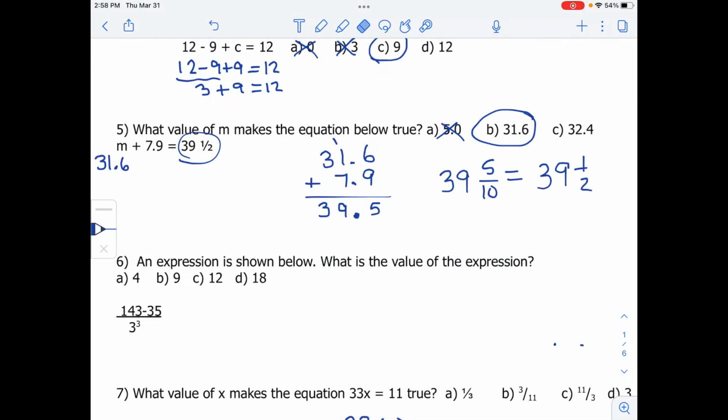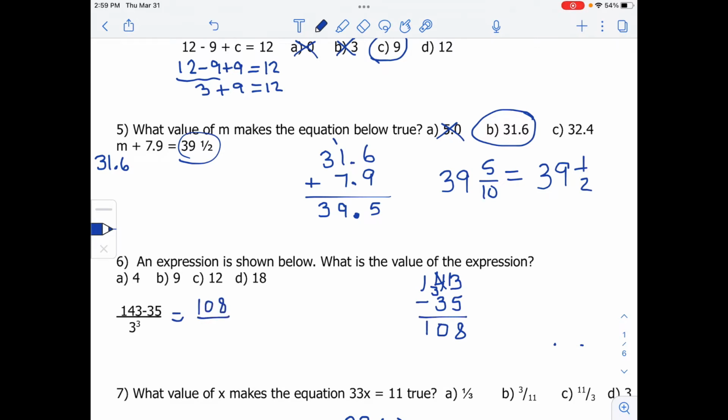All right, number 6, an expression is shown below. What is the value of the expression? So we have this fraction here, 143 minus 35 in the numerator and 3 to the third power in the denominator. We're going to have to simplify what's in the numerator first, what's in the denominator also. So let's do the subtraction. 143 minus 35. I'm going to borrow here. 13 minus 5 is 8. 3 minus 3 is 0. And 1 minus nothing is 1. So we've got 108 in the numerator.